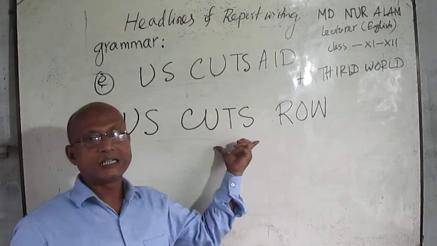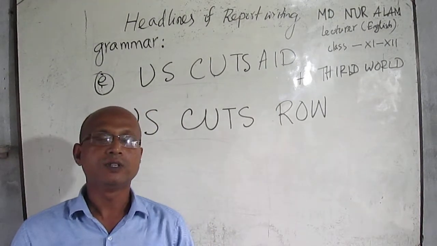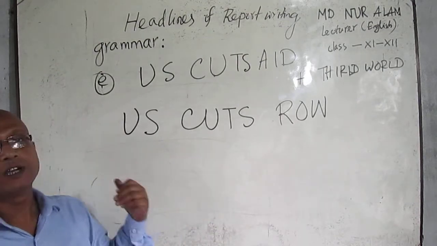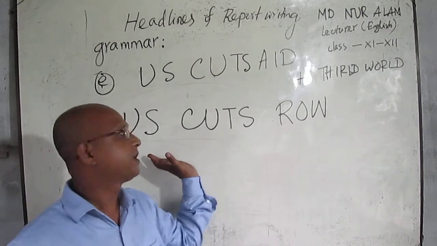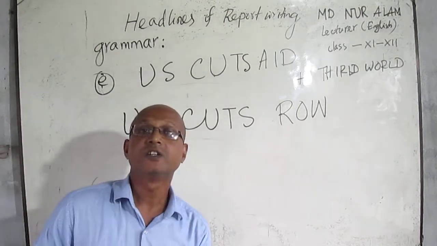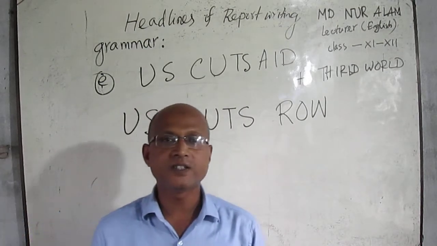US cuts row. I think you have now understood that US means the United States of America, cuts means reduction, and row means disagreement. What is row, or what is disagreement?